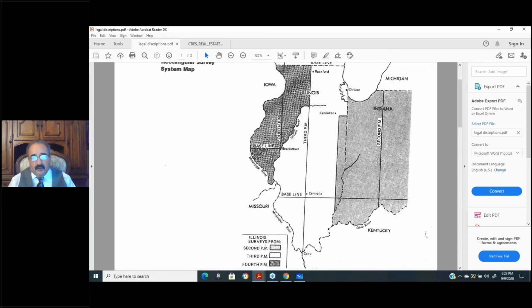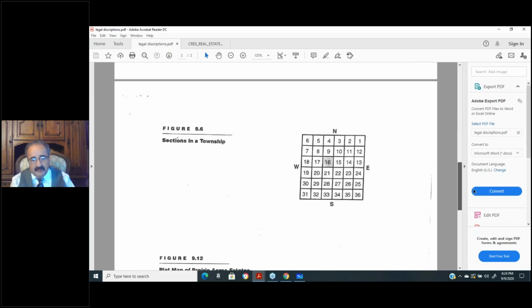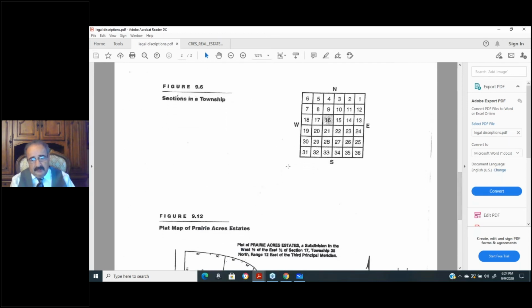The white part of Illinois is covered by the 3rd principal meridian, which runs from Cairo on the south to just past Rockford on the north. And the 4th principal meridian covers the northwestern part of Illinois, primarily between the Illinois and the Mississippi River. Now, let me go back to the second page here. And I'm talking about this.